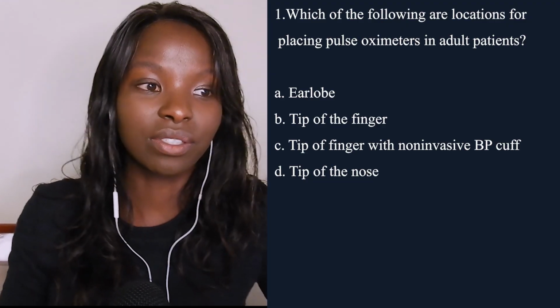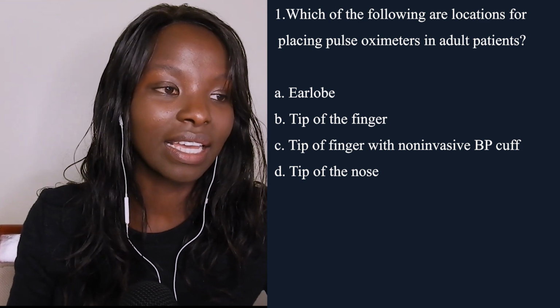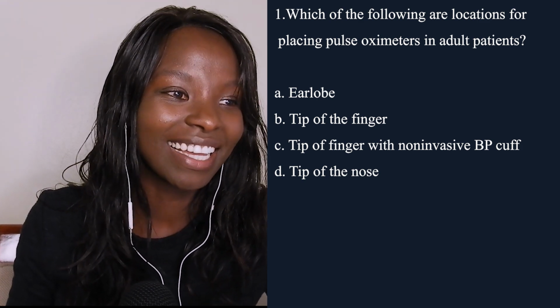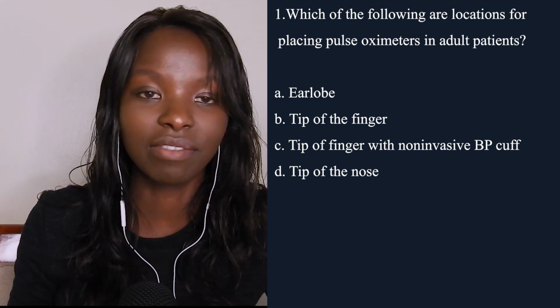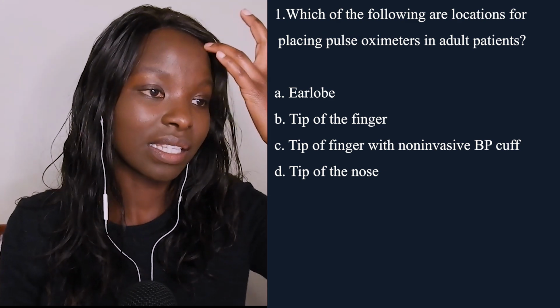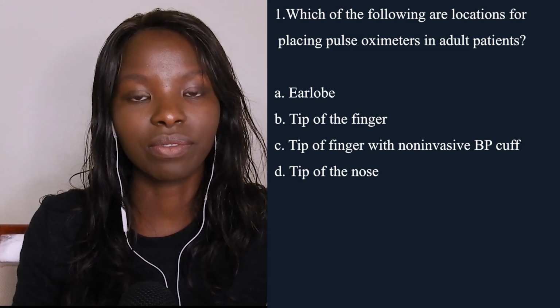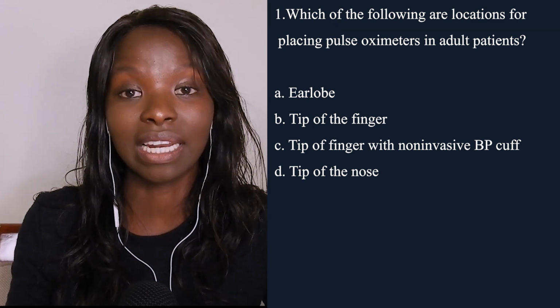The first question reads, which of the following are locations for placing pulse oximeters in adult patients? A, earlobe. B, tip of the finger. C, tip of finger with non-invasive BP cuff. D, tip of the nose. So we can answer this by elimination. Earlobe is out of the question. It is not an appropriate area to put a pulse oximeter in an adult.